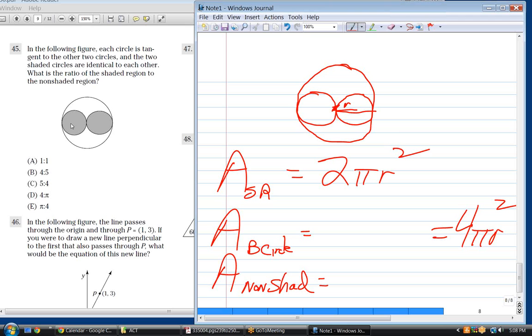Yeah. In other words, shaded region problems are always subtraction problems. We don't have the math to figure out the area of that particular shaped object there. But we know that this white area has to be the area of the big circle minus both the areas of the two small circles. So the non-shaded region has to be 2 pi r squared. So the ratio is 1 to 1.